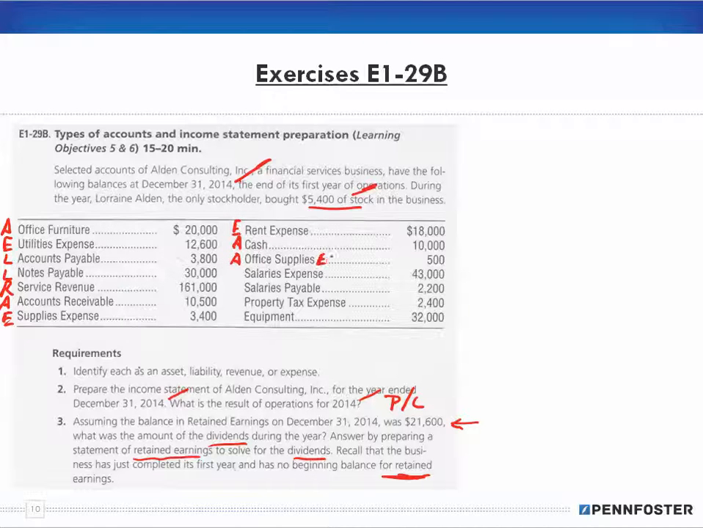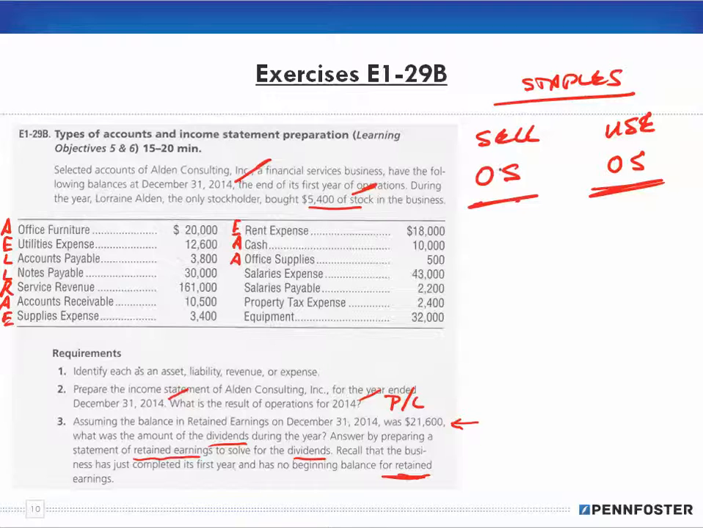Now, if it had said office supplies expense, then that would be an expense, okay? But it doesn't say expense, it just says office supplies. So you have to be careful, especially when it comes to office supplies, because think about, say, Staples or an Office Max. They sell office supplies, right? And they also use office supplies in the operation of their business. So if they're selling it, that means they're inventorying the office supplies, and that's what makes it an asset because they own those office supplies that they're going to resell.